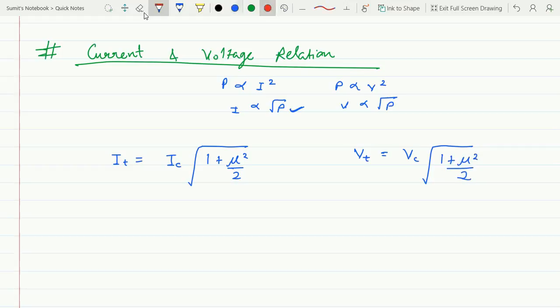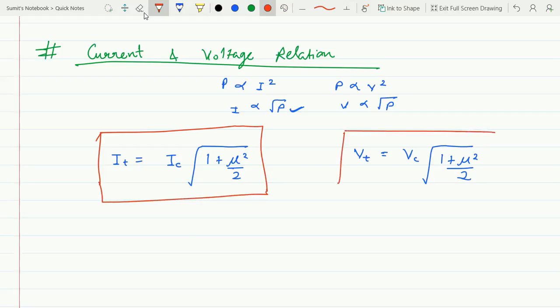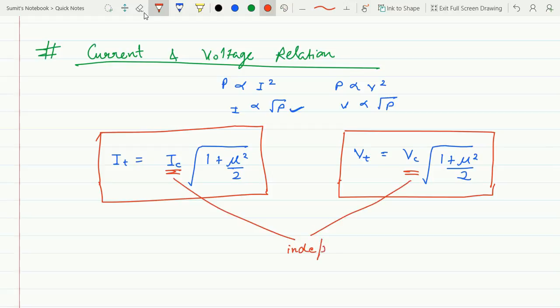So these are just two more formulas, but the more important one is the power formula. If you remember the power formula, you know that if you square root this value, you will get these relations. Again, IC and VC are independent of mu, and your totals, IT and VT, depend on mu. So always remember this and don't get confused.